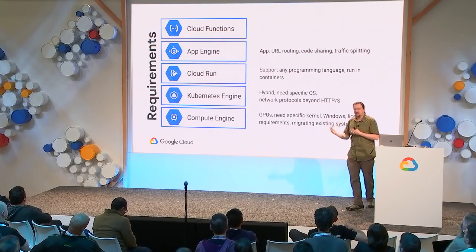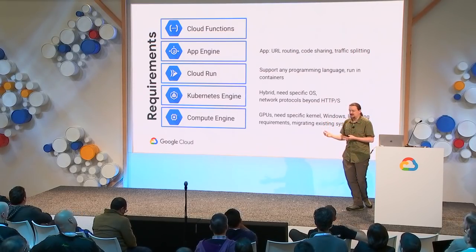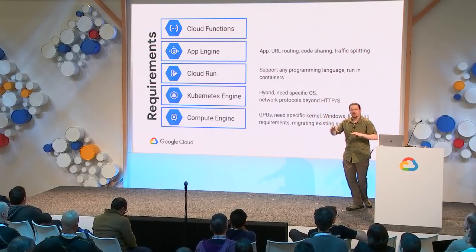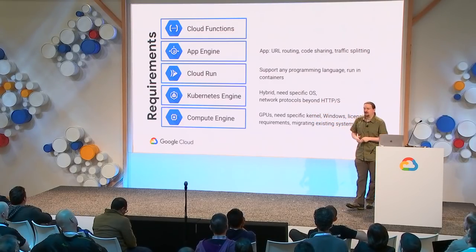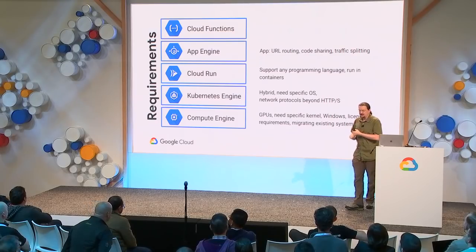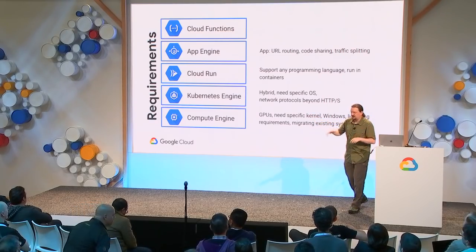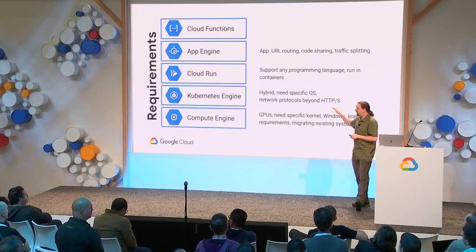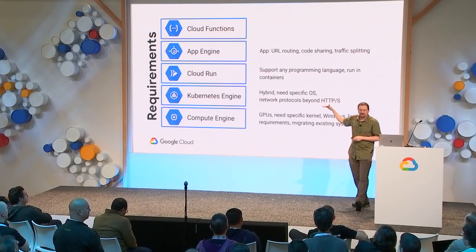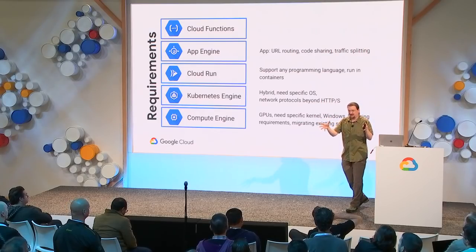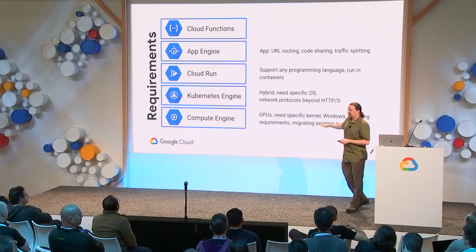If you need very specific programming languages or environments and the like, that's going to bring you more towards setting up the container to run in Cloud Run. If you need specific things from your OS, you're doing hybrid work, or network protocols beyond HTTP, that'll bring you probably to Kubernetes. And then if you want to basically own the whole thing, that'll bring you to VMs.